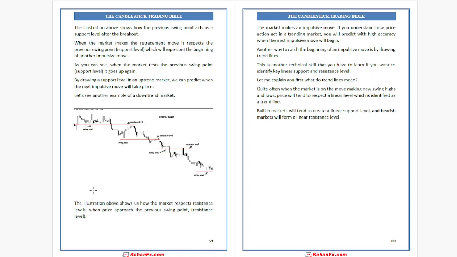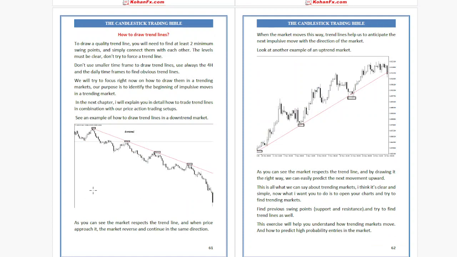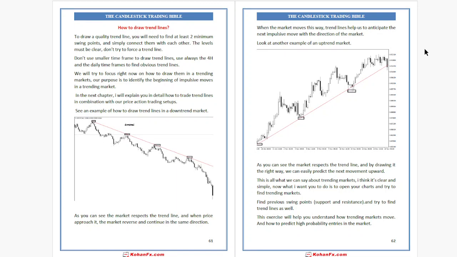Bullish market will tend to create a linear support level, and bearish market will form a linear resistance level. To draw a quality trend line, you need to find at least two minimum swing points, and simply connect them with each other. The levels must be clear. Don't try to force a trend line. Don't use a smaller time frame to draw trend lines. Always use the 4 hour and daily time frame to find obvious trend lines.